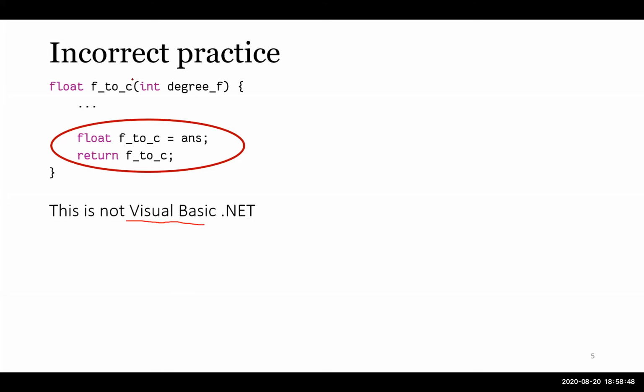Basically, your function is called F to C. Then you try to create a new variable with the same name as a function. In C we don't do this. I think in Visual Basic the way you set the output of the function is to assign a value to the function name, and I think that's what is done in Visual Basic. But this is not Visual Basic. So in C language, to set the output, we just use this return command.